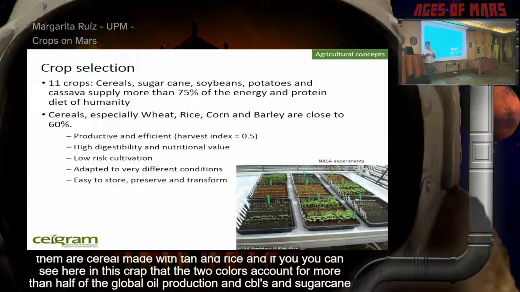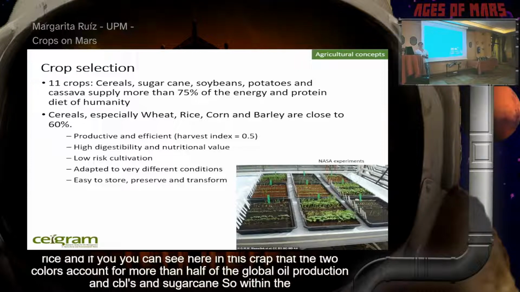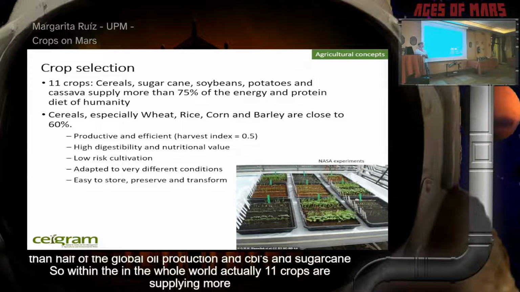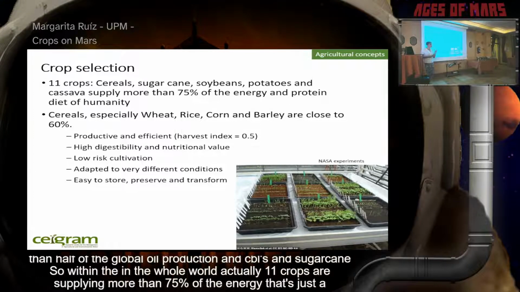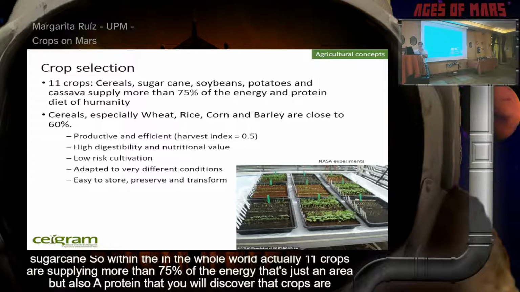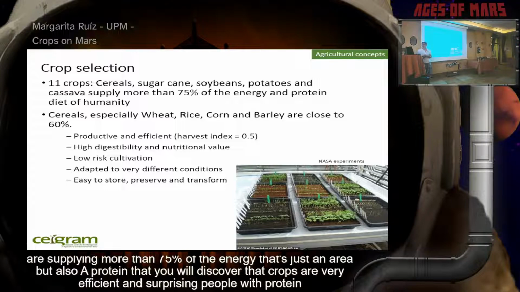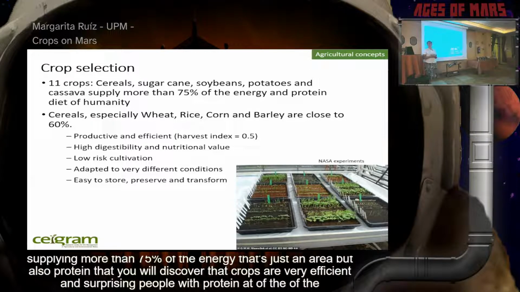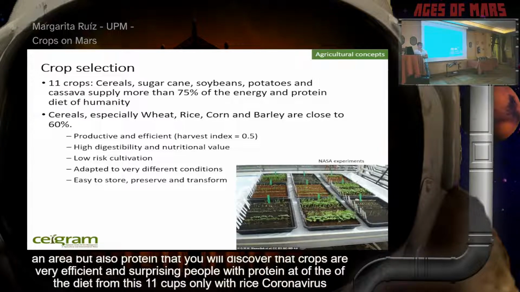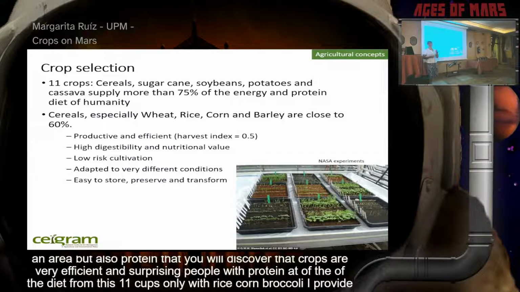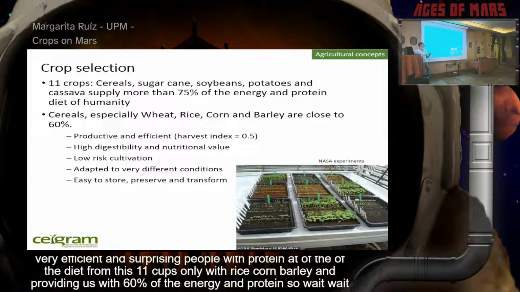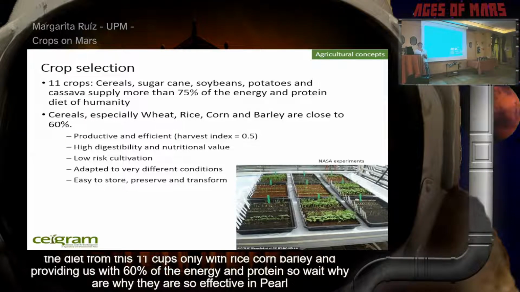So worldwide, actually 11 crops are supplying more than 75% of the energy, not just energy, but also protein. You will discover that crops are very efficient in supplying people with protein in the diet of humanity. But from these 11 crops, only wheat, rice, corn, and barley are providing us with 60% of the energy and protein. So why are they so effective in providing these needs?